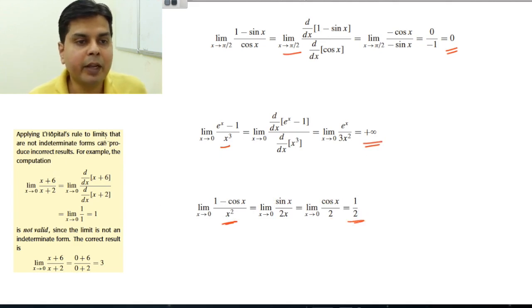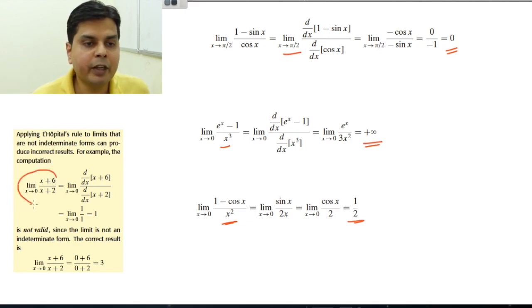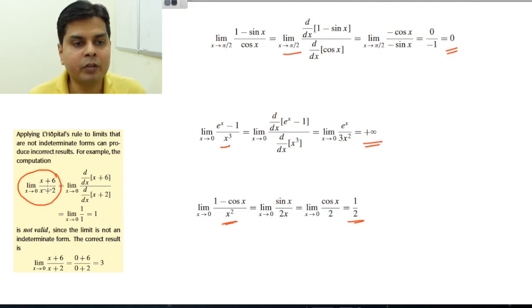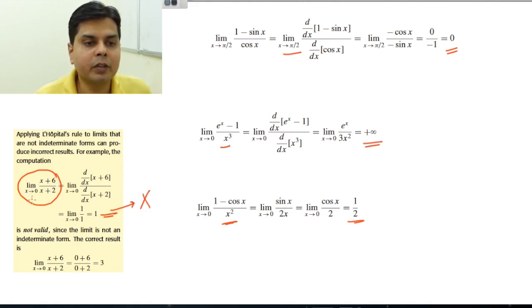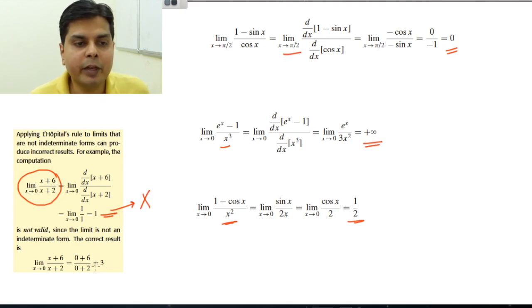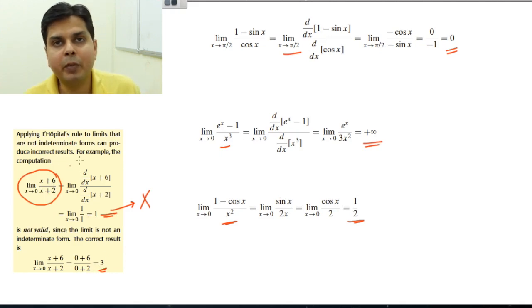Now remember, applying L'Hopital rule to limits that are not indeterminate forms can produce incorrect results. It's very important. Suppose you have to find limit x tends to 0, (x plus 6) by (x plus 2). Don't use L'Hopital rule because it is not of the 0 by 0 form. If you use it, the differential coefficient of x plus 6 is 1, and of x plus 2 is 1, so 1 by 1 is the answer you get, which is the wrong answer, because limit x tends to 0 of (x plus 6) by (x plus 2) is 3, not 1. So this L'Hopital rule should not be blindly used.